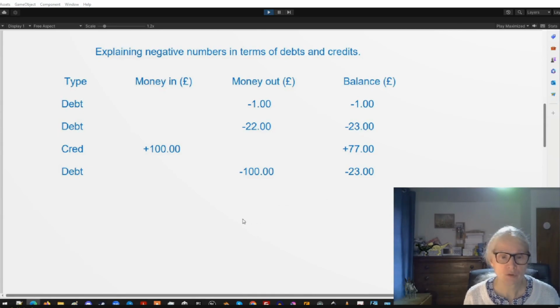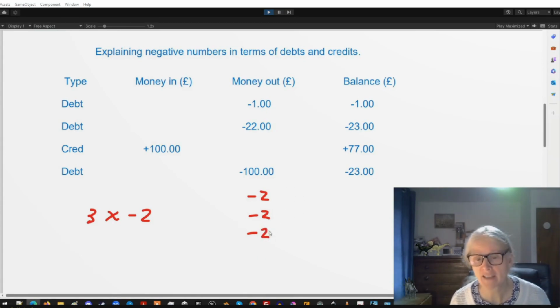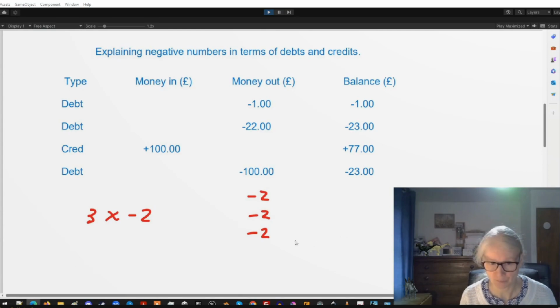Now I'm going to show you what multiplying 3 times -2 would be like. So I'm going to take out £2 3 times. That's 3 times a debt of £2. Basically, I've now added a debt of £6.